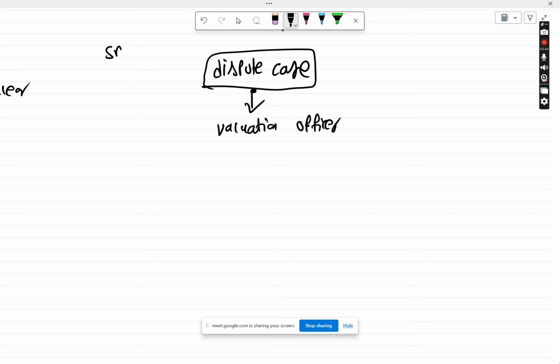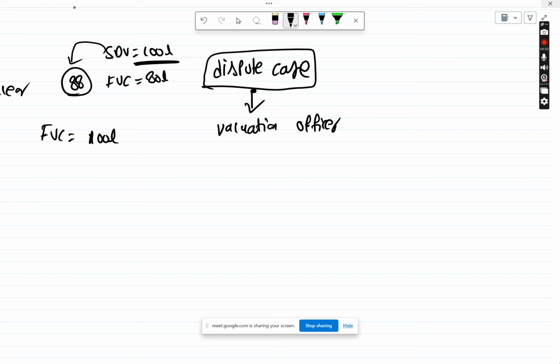Let's just say stamp duty value is 100 lakhs. Okay, full value consideration is, let's just say, 80 lakhs. Now according to condition number 3, which we just discussed, SDV should be greater than 110% of the FVC. So 80 into 110% is 88. SDV is 100. So SDV is greater than 110% of the FVC. So authorities will say that even though the transaction happened at 80 lakhs, I will take FVC equal to 100 lakhs.